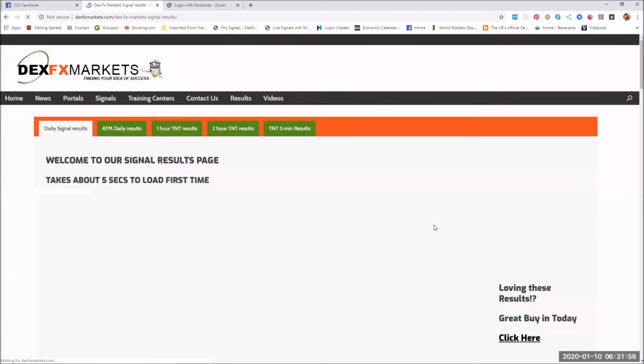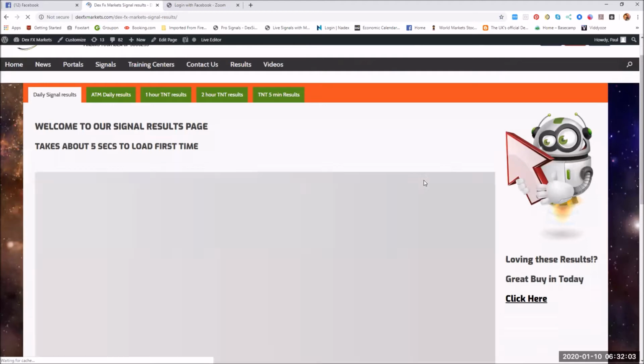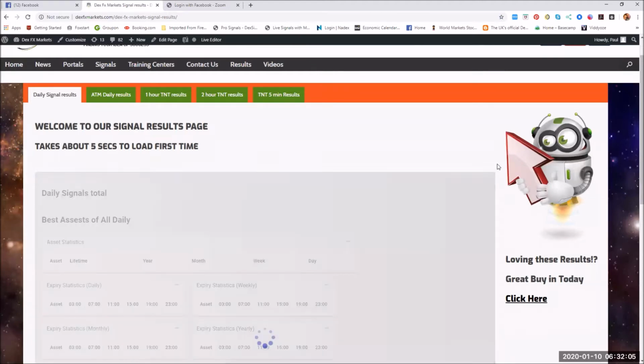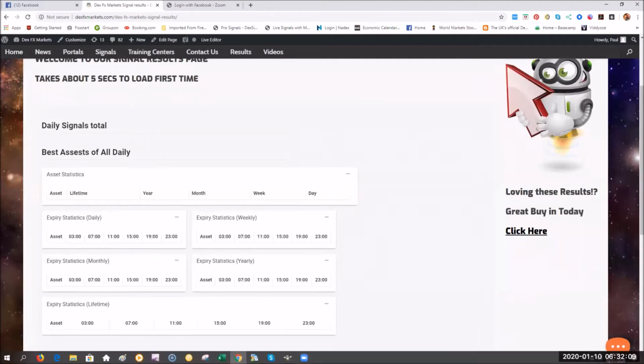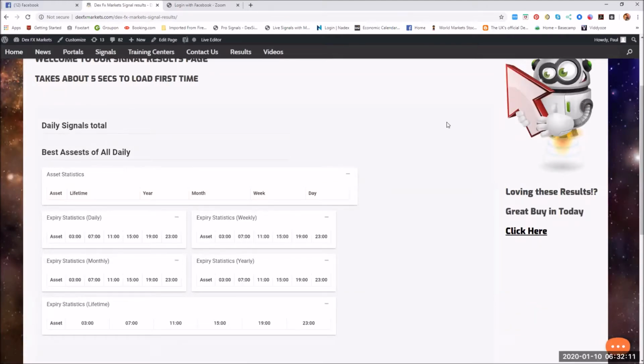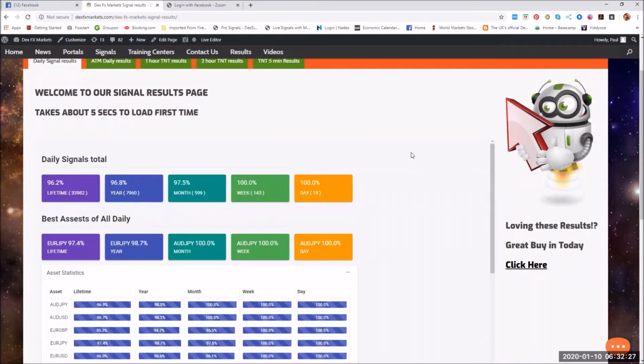And again, the results page will take a little while to load up due to the amount of information that we have collated on there. Okay. And again, it's first thing in the morning here. I'm in GMT time, so it's 06:32, and I'm having my cup of coffee. It says about 5 seconds, but I take it there's a lot more information on there.